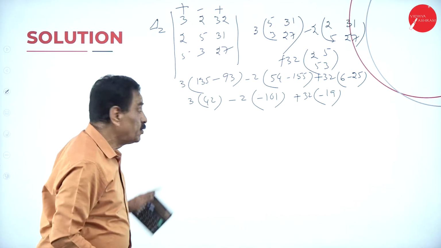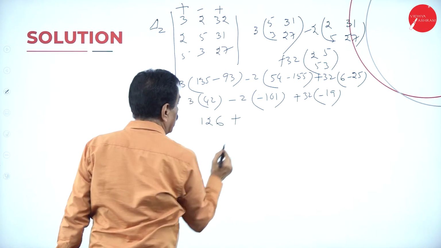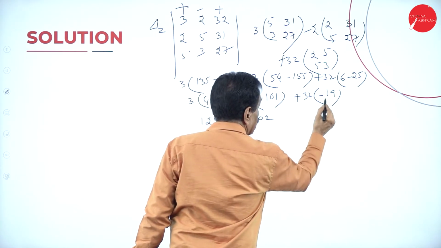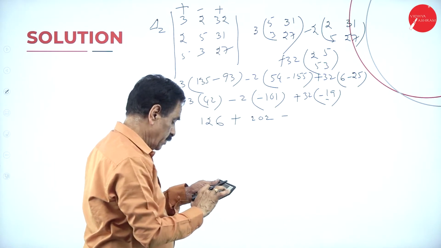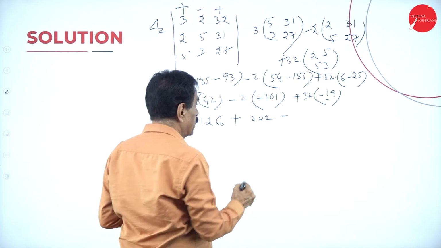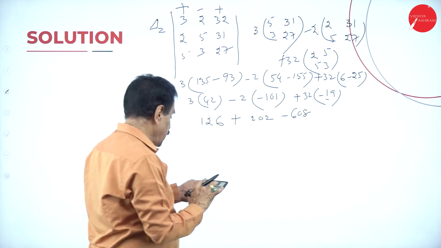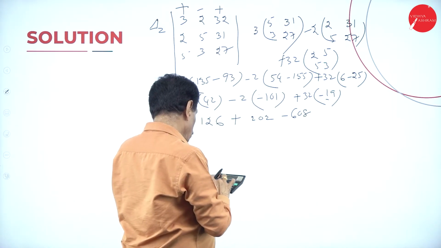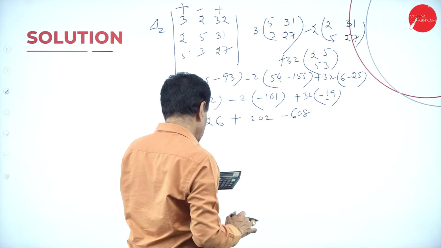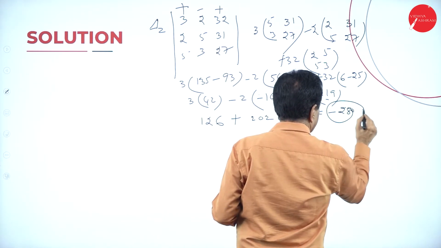Simplify this. 3 2s are 6, 3 4s are 12. Minus into minus plus 202. This is minus 32 into 19, 608. 608 minus 202 minus 126, minus 280. This is delta Z.